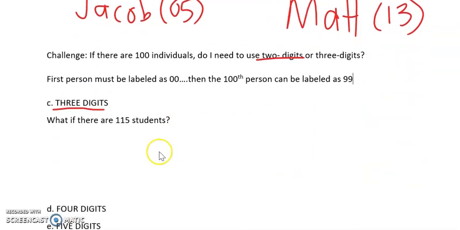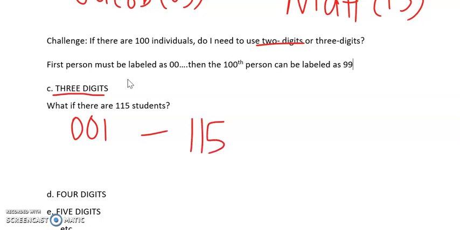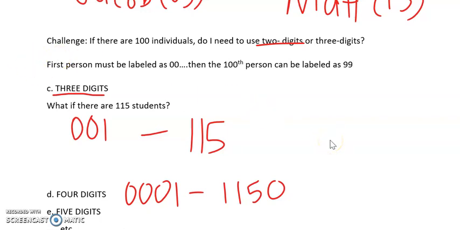But the reality is, if you have 115 students, you have to use 3 digits. There's just no other way around it. So you would have to label them 001 all the way through 115. If you have 4 digits, oh my goodness, 0001 all the way through, I don't know, however many, maybe something like 1,150 people. I don't think you're going to really have to deal with any more than 3-digit values in reading this table, but just in case, we'll talk about it right here.